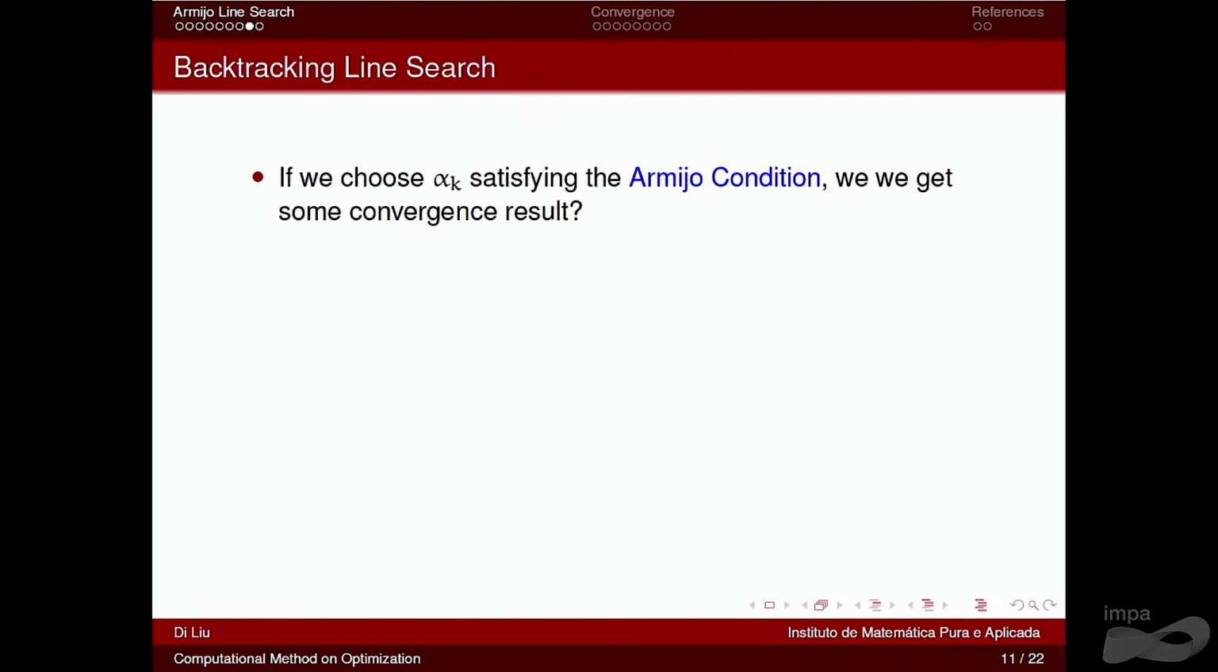But the next question is, if we choose any alpha k satisfying the Armijo condition, can we get the convergence result? Like if we let k approach infinity, can we get that at some point your gradient is approaching 0? Unfortunately, the answer is no, if you choose any step size which satisfies the Armijo condition. The reason is that the Armijo condition accepts very small step sizes.